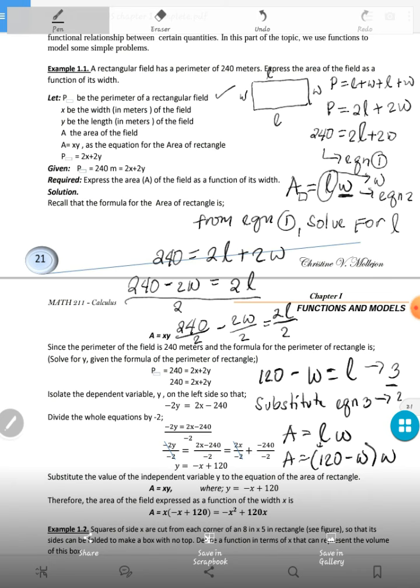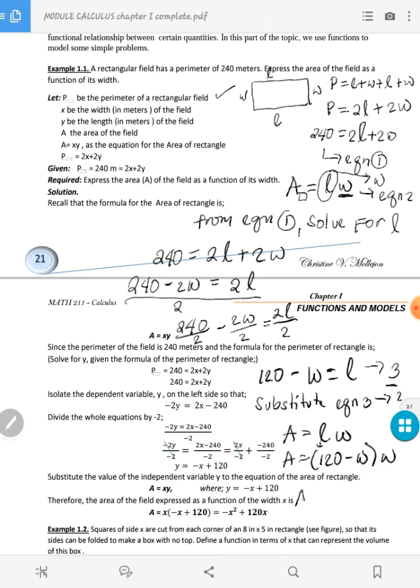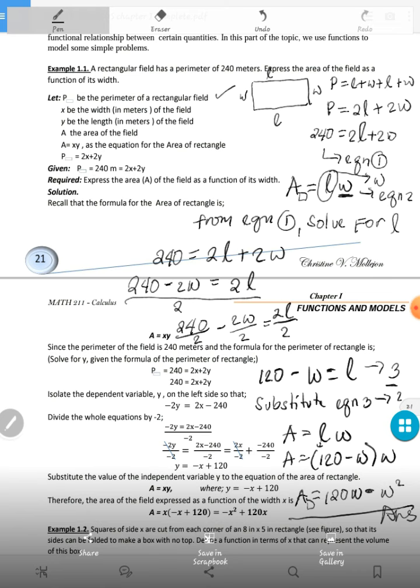So area is equal to 120W minus W squared. So this is your answer. The area of the rectangular field is equivalent to 120 times width minus the square of its width.